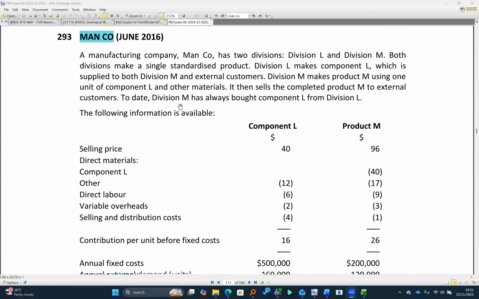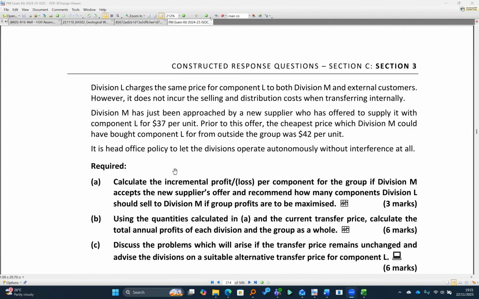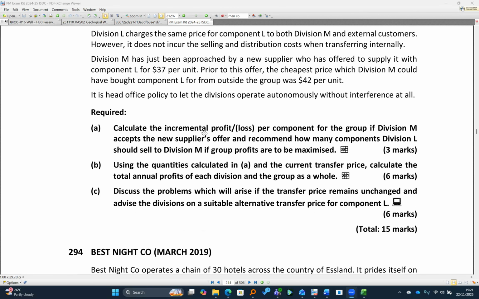Okay, it's called demand core. And if you look at the requirements for this, they are saying calculate incremental profit or loss per component of the group. Division M accepts the new supplier's offer and recommend how components Division L should sell. How many they should sell to Division M if the group profits are to be maximized.